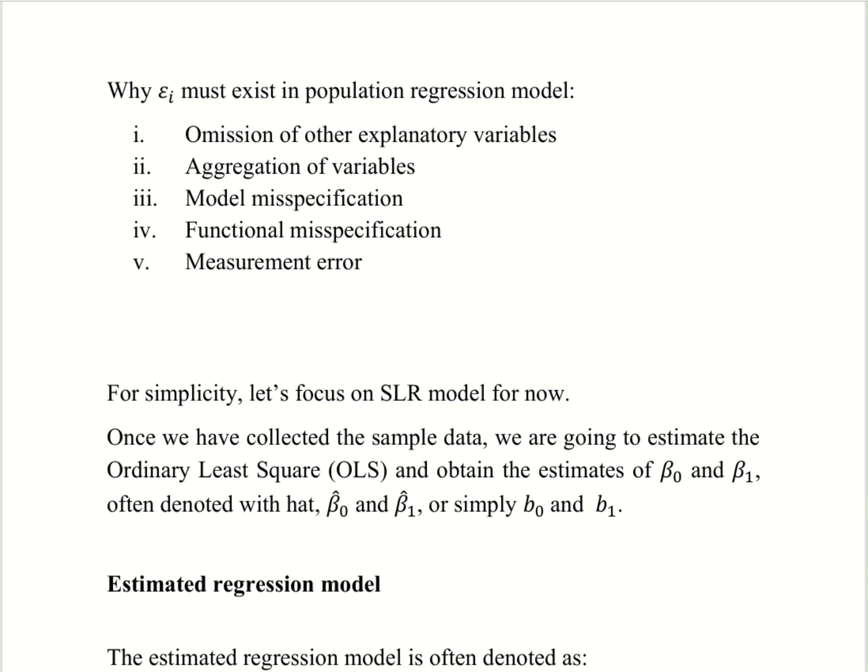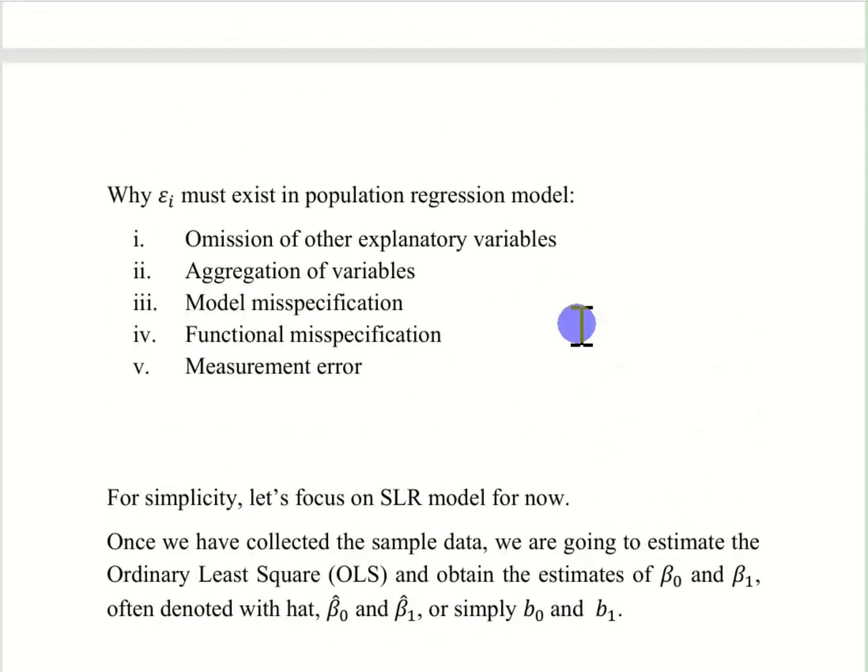You might ask, why do we need an error term? Why must the error term exist in the population regression model? Because no model can capture everything. The error term accounts for omitted variable bias, measurement errors, model and functional misspecification, and other potential issues. In short, it represents the difference between our theoretical model and the reality.